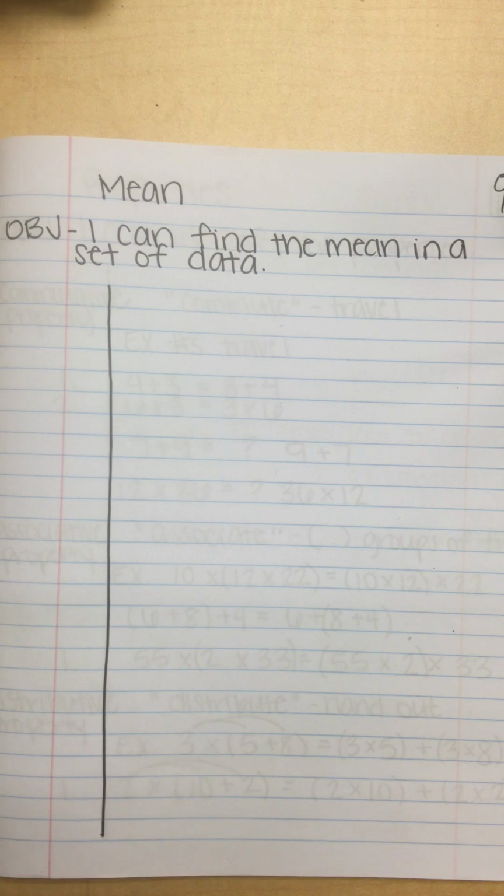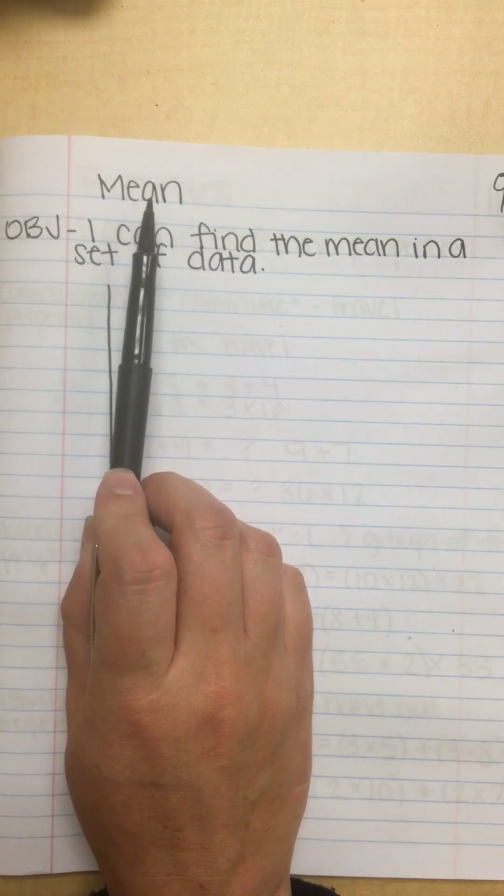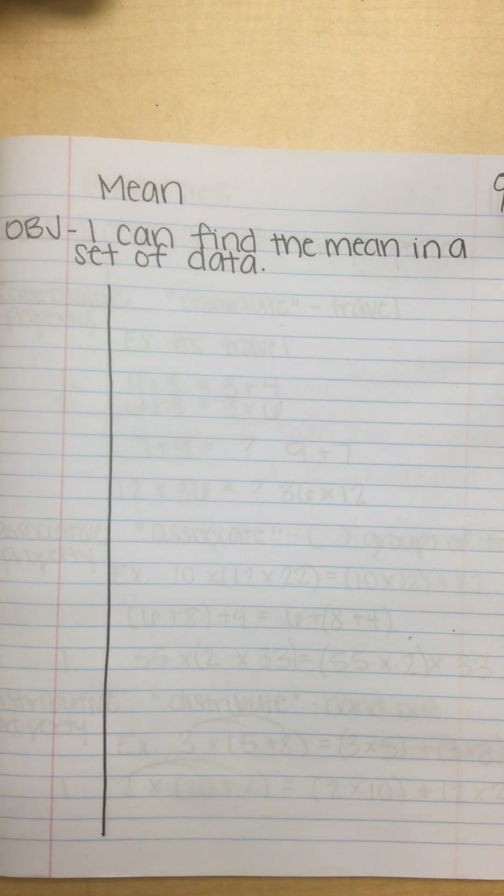So make sure that you take a moment right now. Go ahead and pause this video if you need to, go to your table of contents, put in for your title as mean. And then make sure you put in today's date and your next available page number that you will be writing this on. So go ahead and hit pause so you can do that.